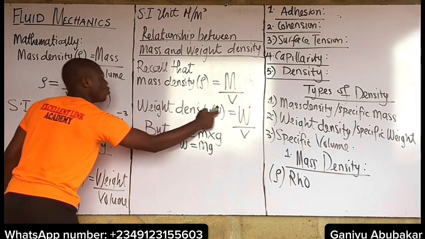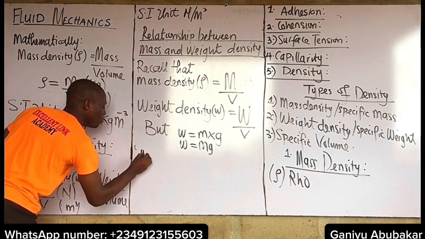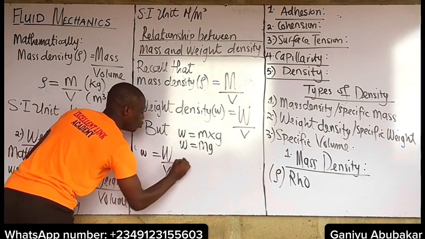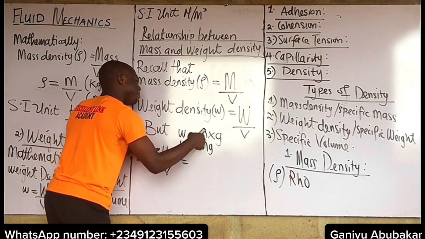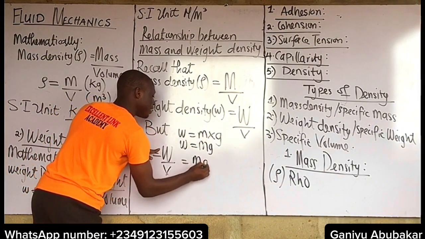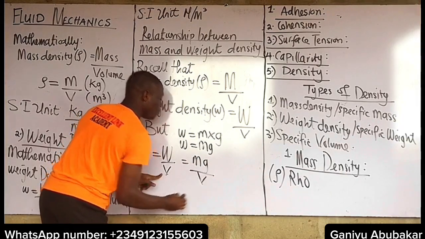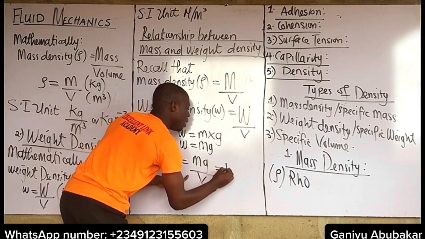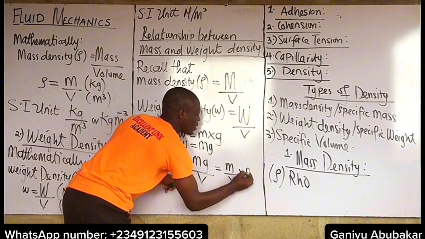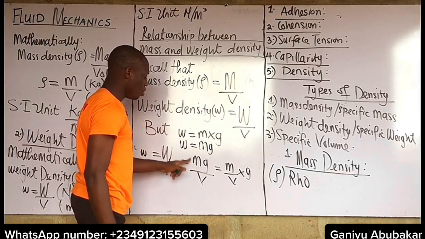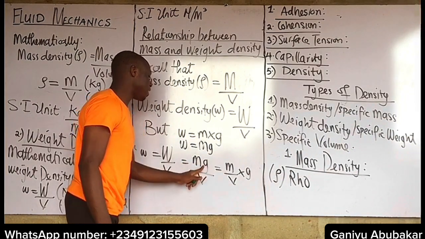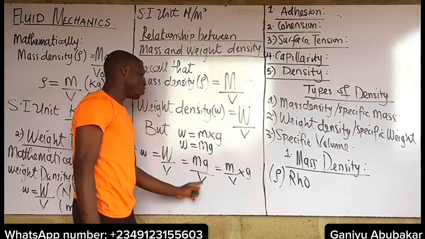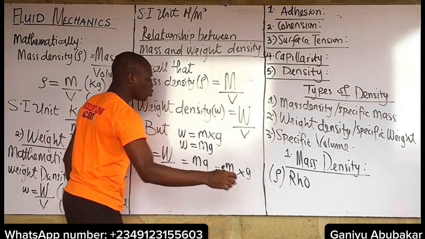So weight density, small w, is equal to total weight over volume. But we said weight is mass times gravity, so that's mass times gravity over volume. If I separate this, it can be written as mass over volume times gravity. True or false? This is true. Mass and gravity give mass gravity over volume. This is mathematically correct.